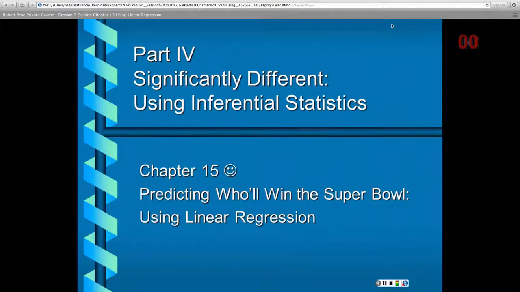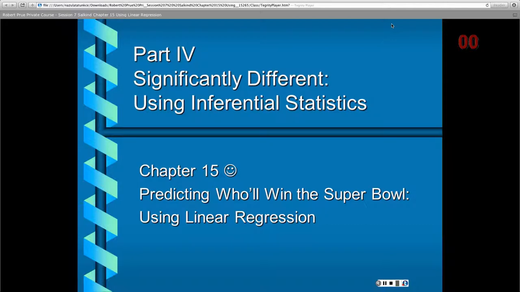Moving along in our coursework here, we've come to chapter 15 in Salkind, which is about linear regressions. Some people like linear regressions. Other people don't like linear regressions. I think linear regressions are pretty darn cool. And why do I say that?